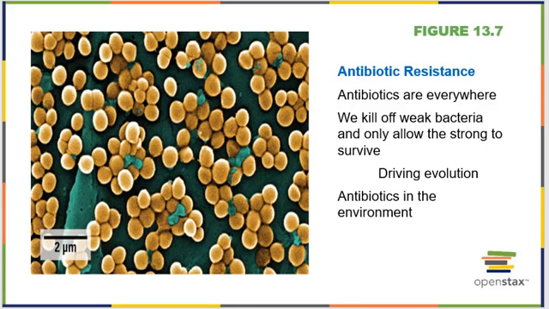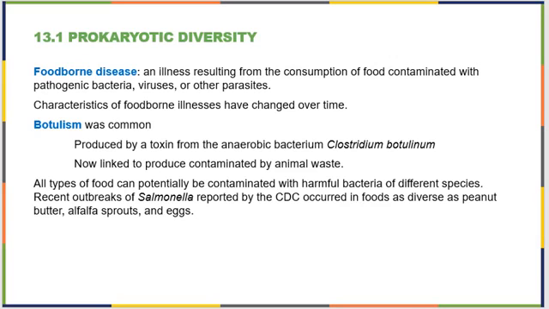To continue on prokaryotic diversity, foodborne disease is actually something that we look at with prokaryotes, because a lot of it results from contamination that came from pathogenic bacteria, viruses, or other parasites. A lot of characteristics of foodborne illness have changed over time as we've learned about the benefits of sanitation. Botulism used to be pretty common. It was produced by an anaerobic bacteria that loved living inside canned goods. Now it tends to be linked to produce contaminated by animal waste.